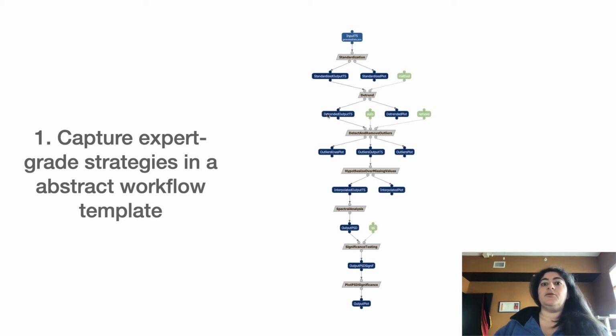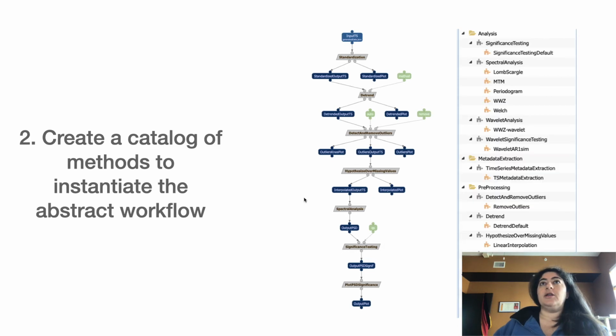So what we did in AutoTS is first capture expert-grade strategies as an abstract workflow template. So this is an example for spectral analysis with pre-processing, including detrending, removal of outliers, and hypothesizing over missing values. The second step is to actually create a catalog of methods that can be used to instantiate those abstract workflow steps. So in the case of spectral analysis, we have methods such as MTM or Lomb-Scargle to do so.